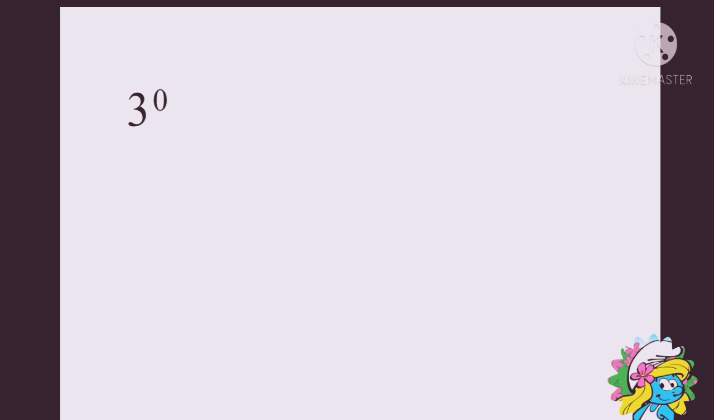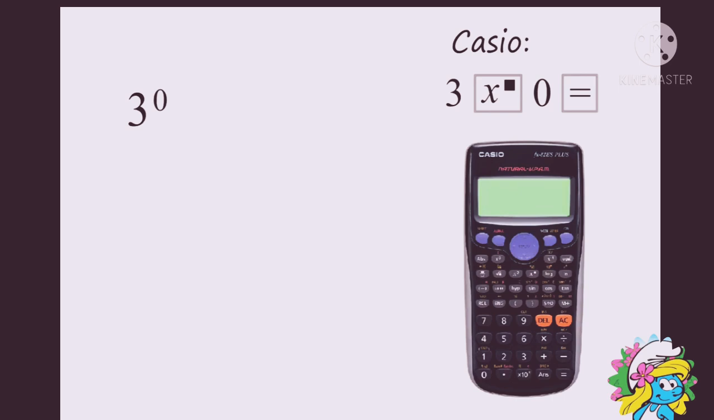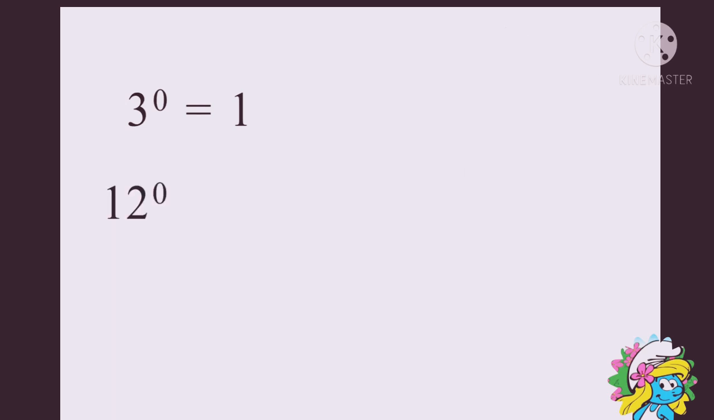Here we have a power with 0 in the exponent. Please pause and use your calculator to find its value. It is equal to 1. Were you surprised? Please pause and use your calculator to find the value of 12 to the power of 0. Again, it is equal to 1.